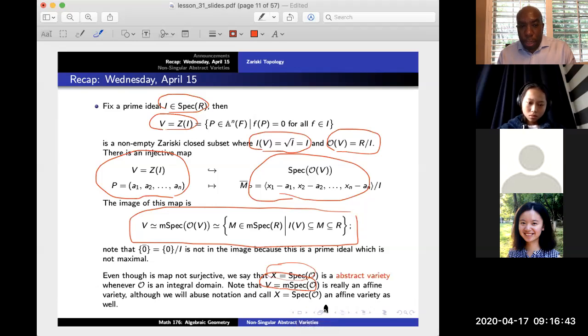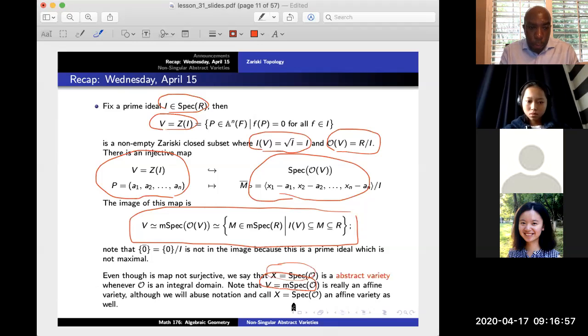So really, we're just going to abuse notation here, and we'll just always say that spec of O is an affine variety. The reality is that it's really an abstract variety, but we'll just call it an affine variety. So now this is one of these weird ideas starting with Grothendieck and now part of algebraic geometry, that if you start with any integral domain that you want, then spec of that integral domain is a variety. That's what we're defining here as an affine variety.